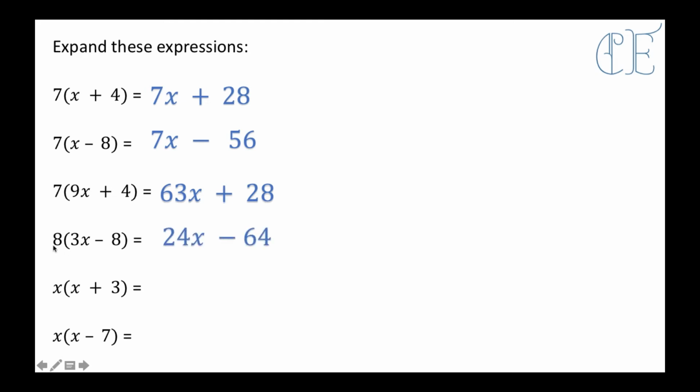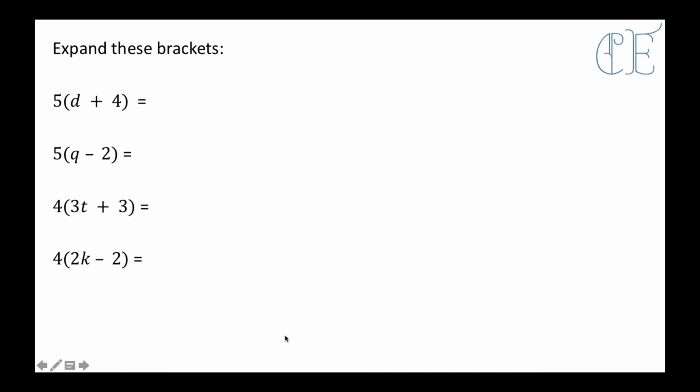Okay, 8 times 3 is 24, and then we add the x in, and then 8 times 8 is 64, but there's a minus there, so there'll be a minus there. Okay, x times x is x squared, x times 3 is 3x, and then x times x is x squared, and x times 7 is 7x. I've made a mistake here though. Okay, so this is a minus, so this should be a minus. Okay.